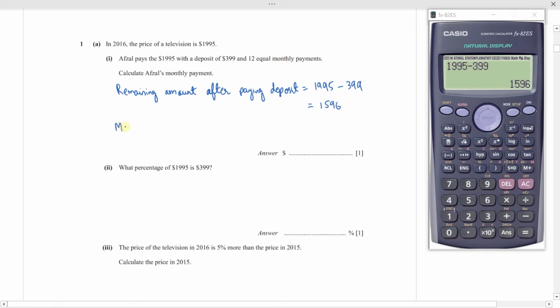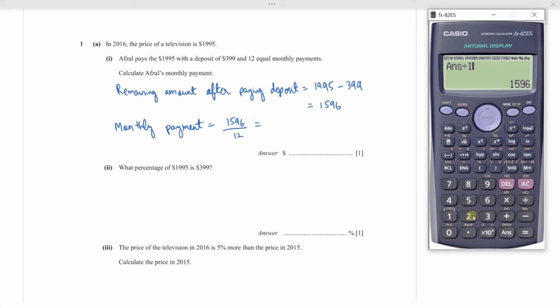So let's now calculate what is one monthly payment. So one monthly payment will be 1,596, the amount remaining, divided by the total number of months, which is 12. So this divided by 12 will give you the monthly payment, which is $133.